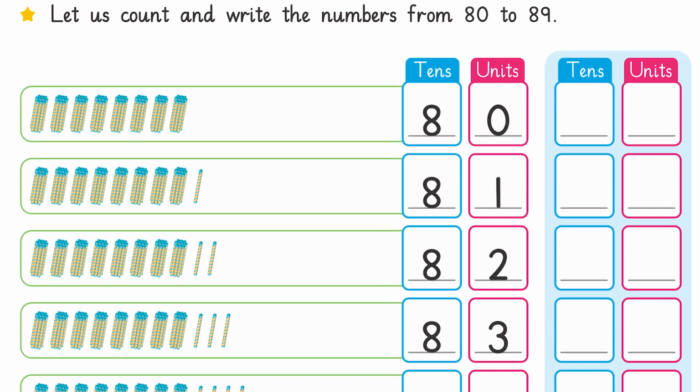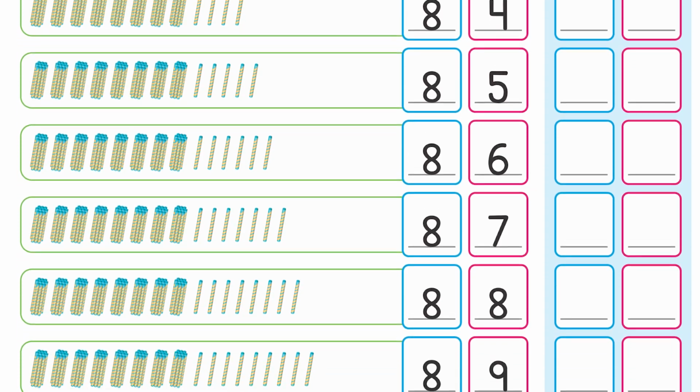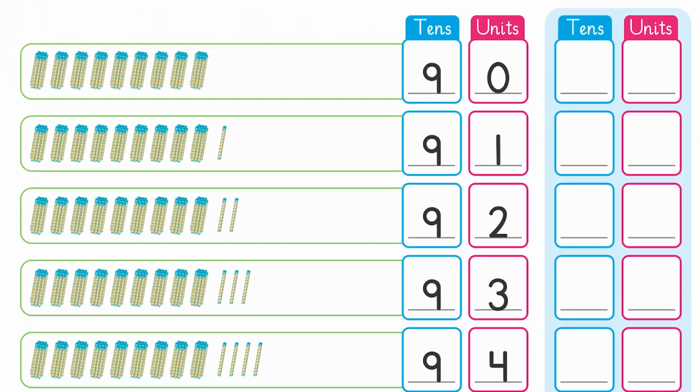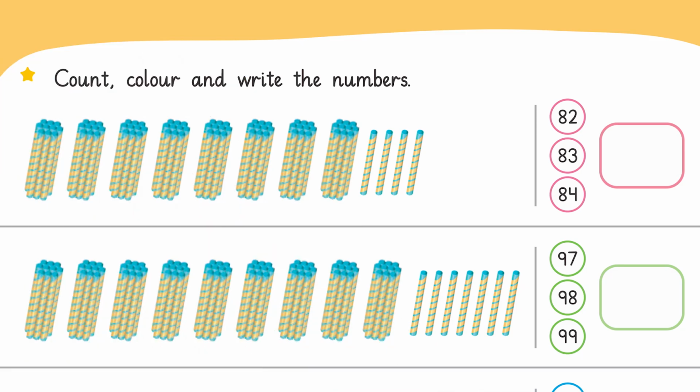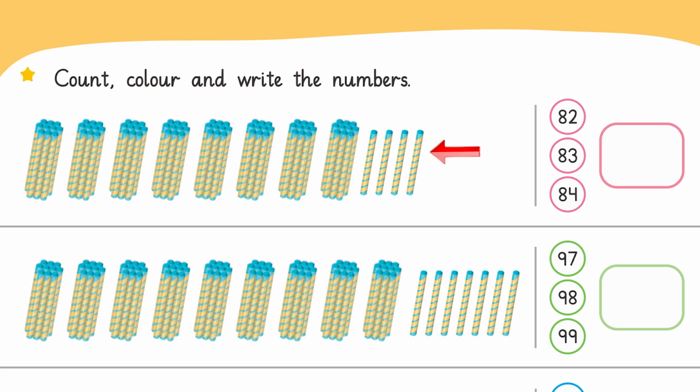यहाँ पे इन दो pages पे, my dear kids, you are just supposed to count and write the counting up till 99. Let's move to the last page of this concept. G. You have to count, color and write the numbers. So here we have some bundles of 10 and some units. So let's count them together.